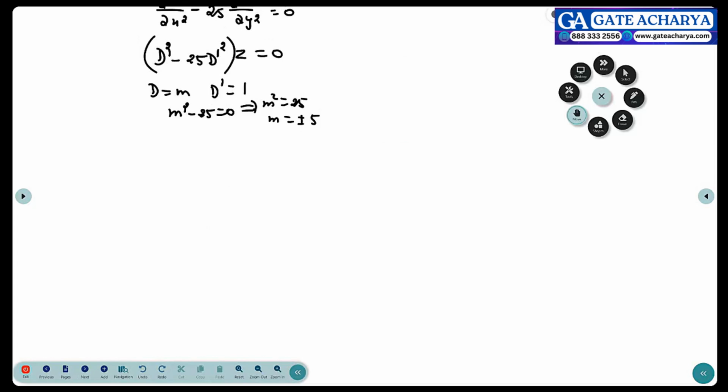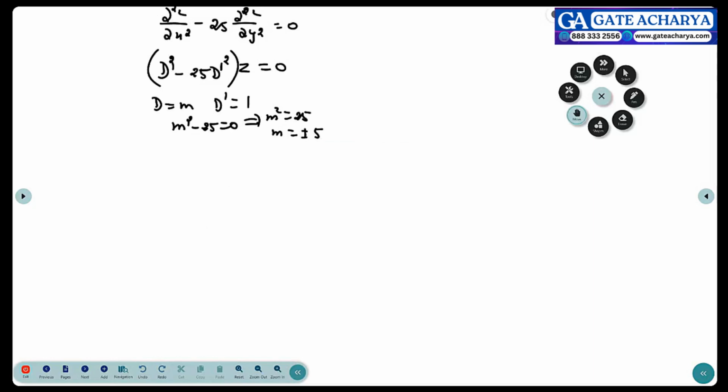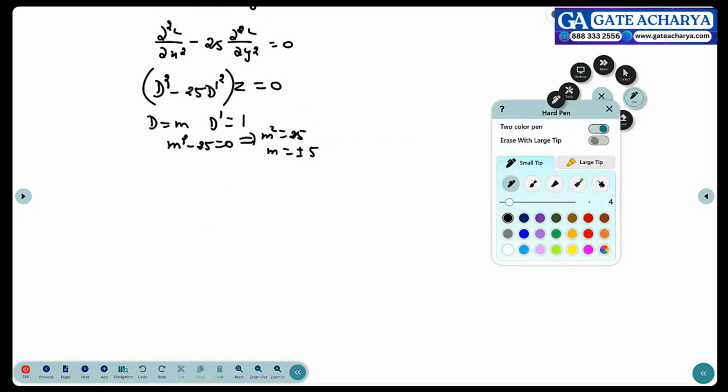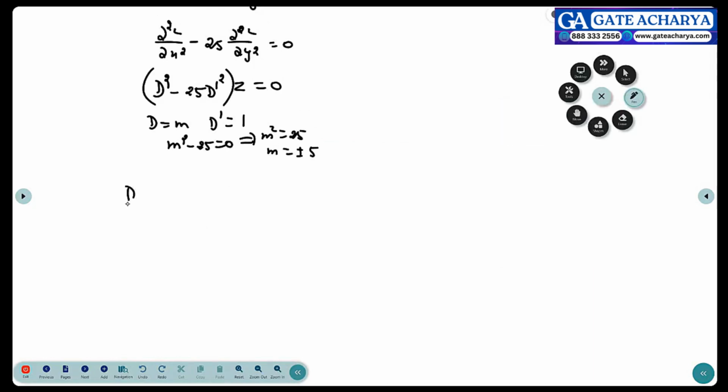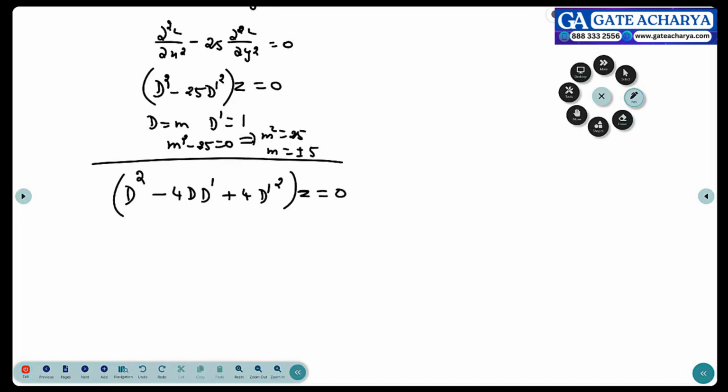Find the solution of (D square minus 4 D D dash plus 4 D dash square) of z equal to 0. Find the solution of this one.